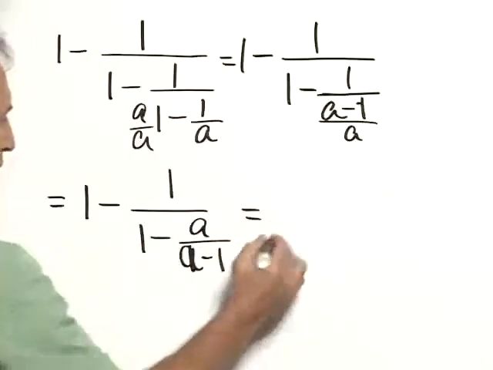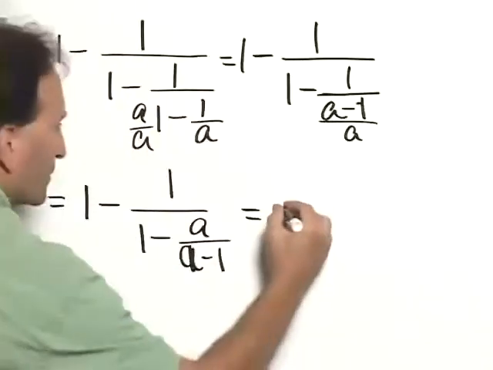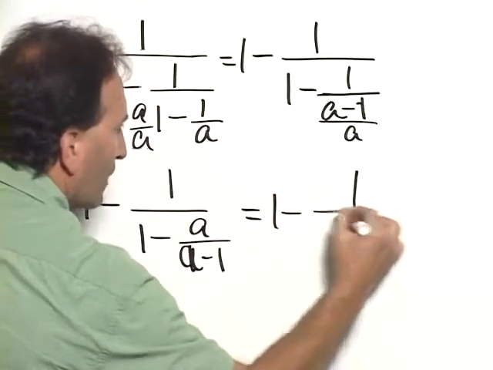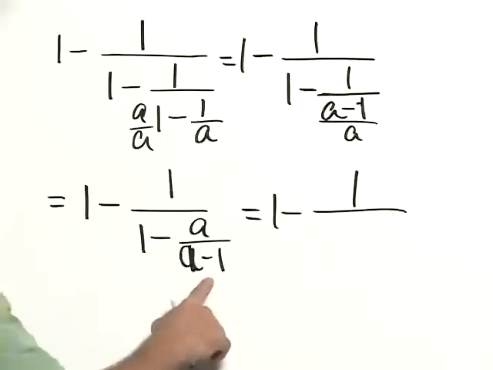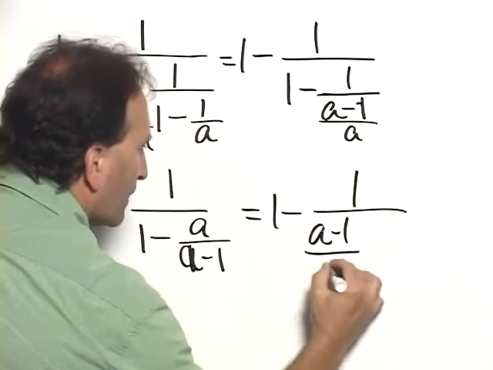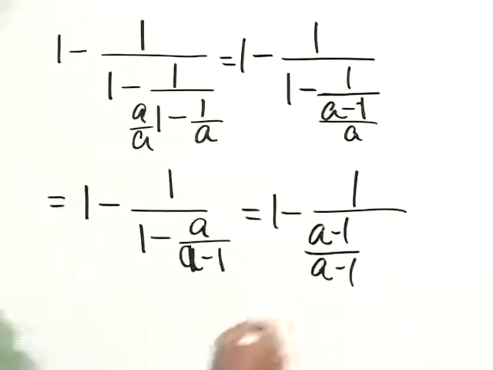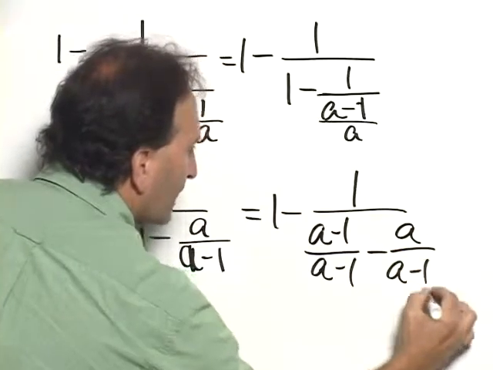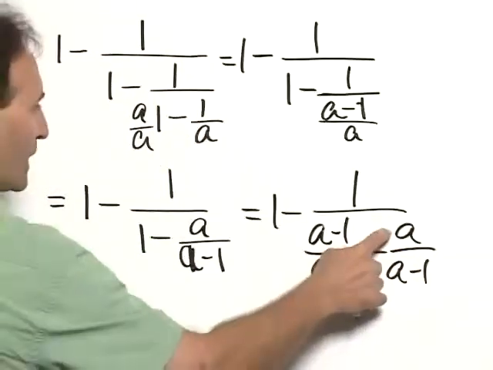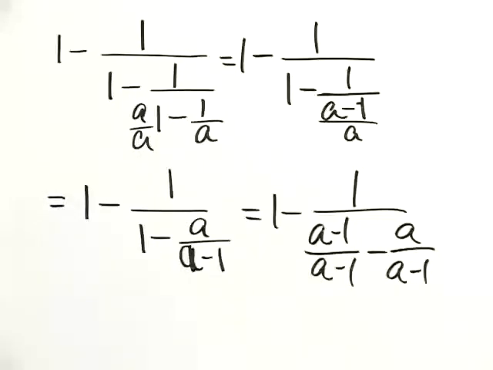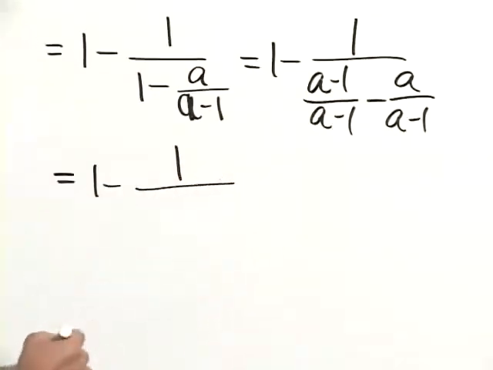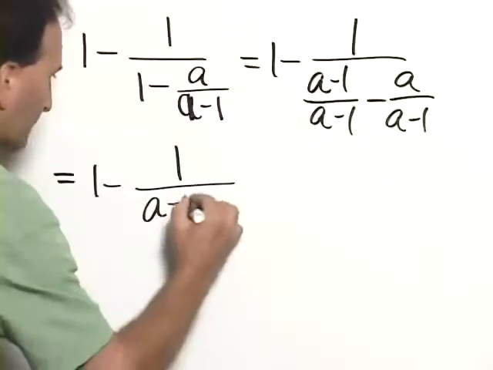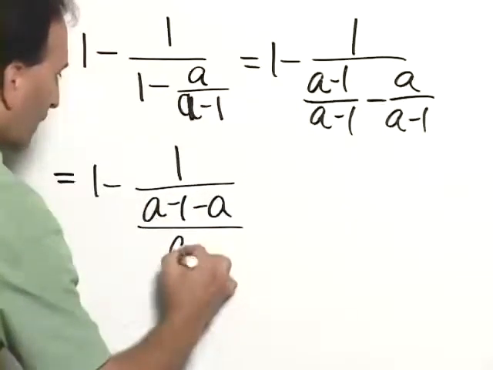To do that, of course, we need to rewrite 1. So let me show that. 1 minus 1 over. We're going to rewrite 1 using this a minus 1 as both the numerator and the denominator, so that you can now see that we have the same denominators. We can subtract the numerators. So what that gives us as a result is 1 minus 1 over a minus 1 minus a over a minus 1.